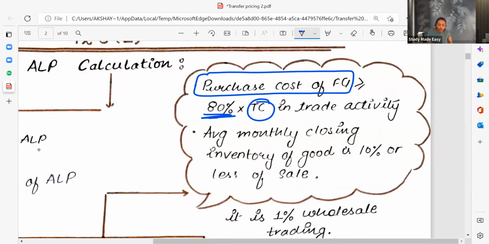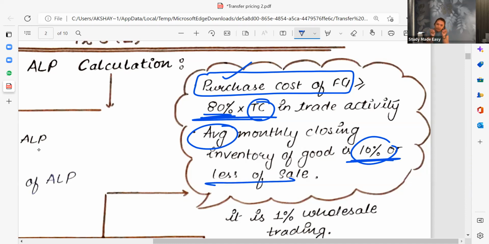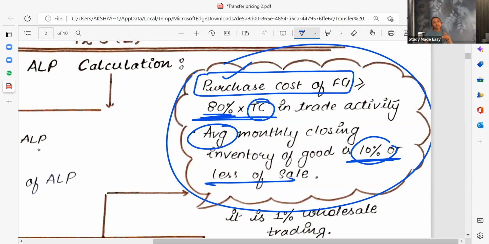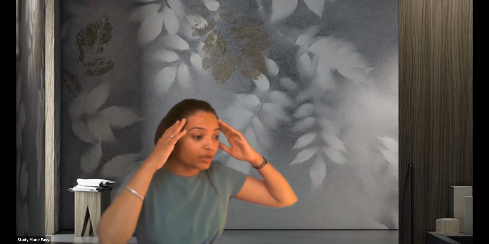I am having wholesale. So out of your total cost, 80% or more is on the purchase of those finished goods. And your average monthly closing inventory, every month after closing, is 10% or less of your total sales, whatever it is: 8% left, 2% left, 1% left, 10% left. That means closing inventory is 10% or less of total sales. These two conditions will tell you that it is wholesale. Understand, it is a normal thing. In wholesale, after sales, only 8% or 10% is left with you as closing, or you are spending more than 80% on the finished goods, that means you are doing wholesale.